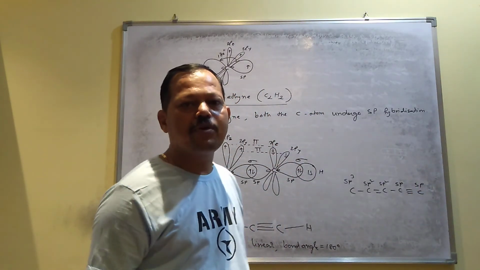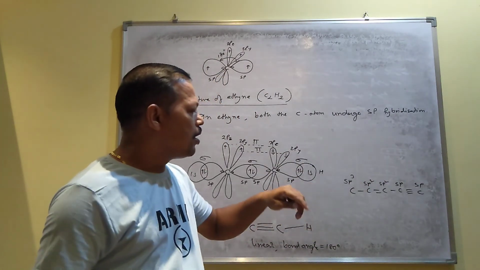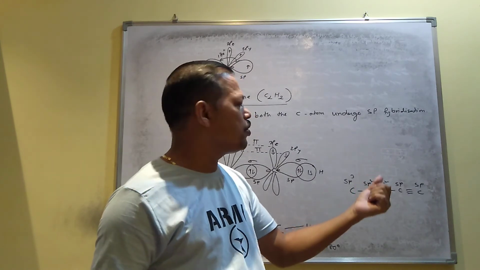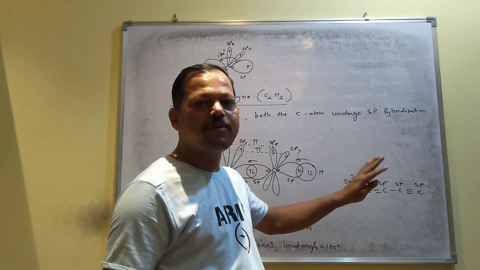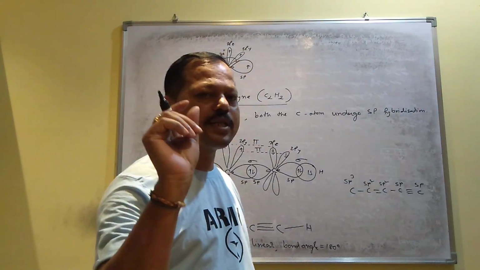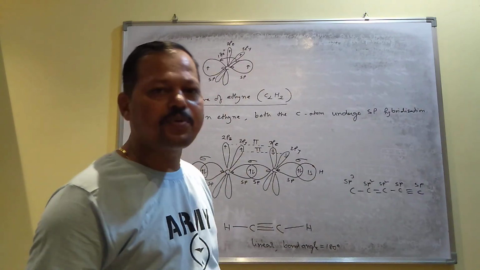So when a compound is given to you, if the compound contains a number of carbons, which carbon shows sp3, which carbon will show sp2, which carbon will show sp hybridization, you can find out by taking the nature of the bond. Single bonded carbon is always sp3, double bonded carbon sp2, triple bonded carbon undergoes sp hybridization.